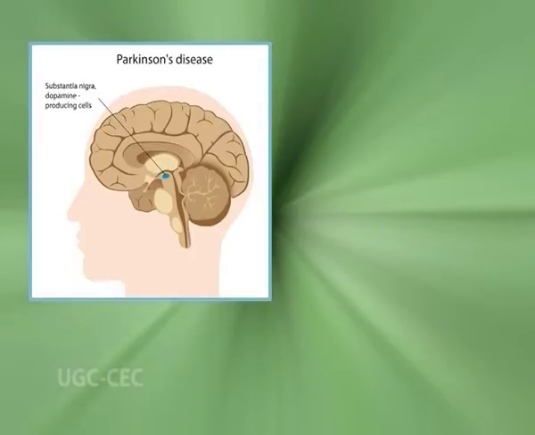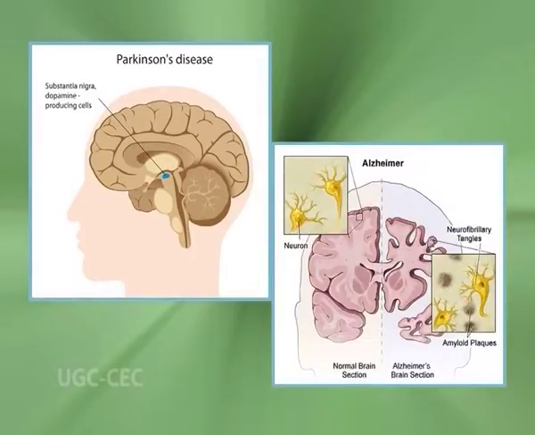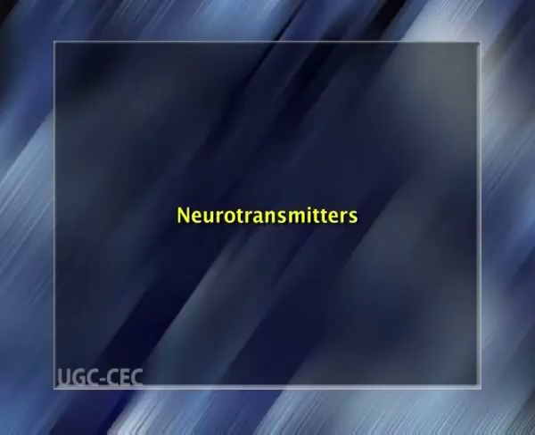This finding suggests an exciting avenue for a possible approach to treating common neurological diseases such as Parkinson's disease and Alzheimer's disease, which are characterized by the loss of neurons in certain brain areas. Let us now discuss neurotransmitters.